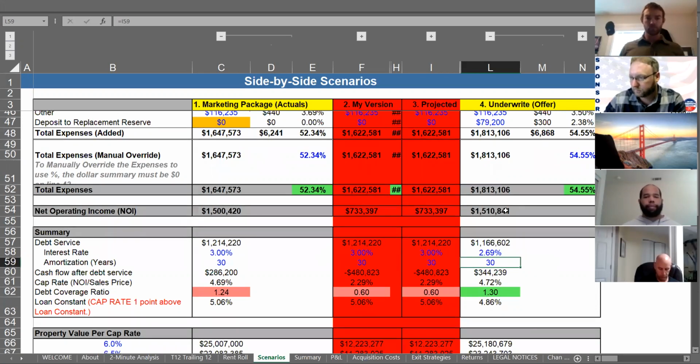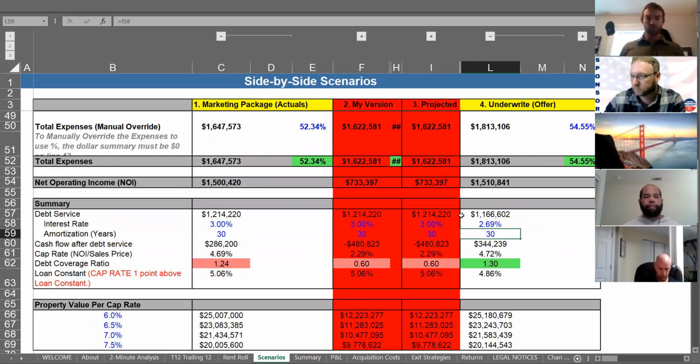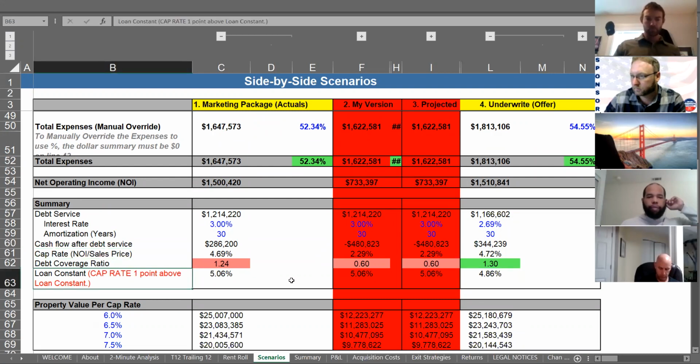Okay, so what I'm going to do at this point is stop right here, because I do want to discuss a little more about me using my loan constant, and why I want my cap rate to be at least 1 point greater than my loan constant.